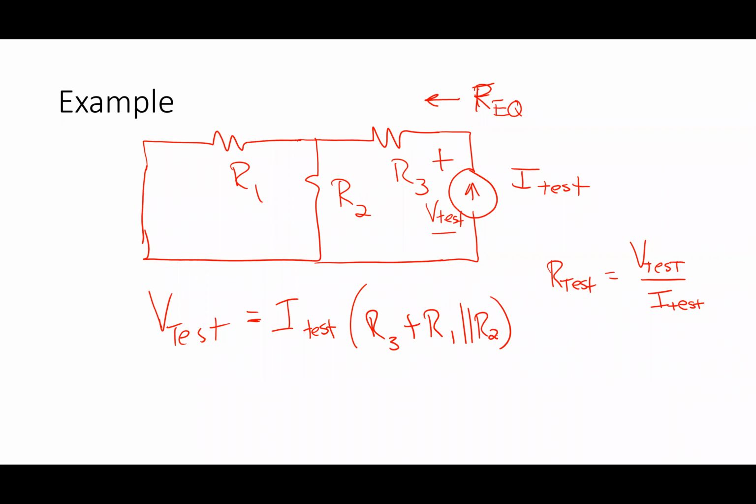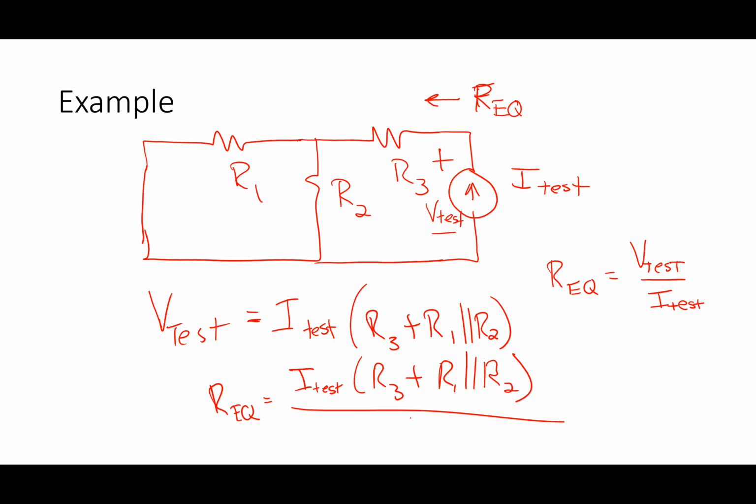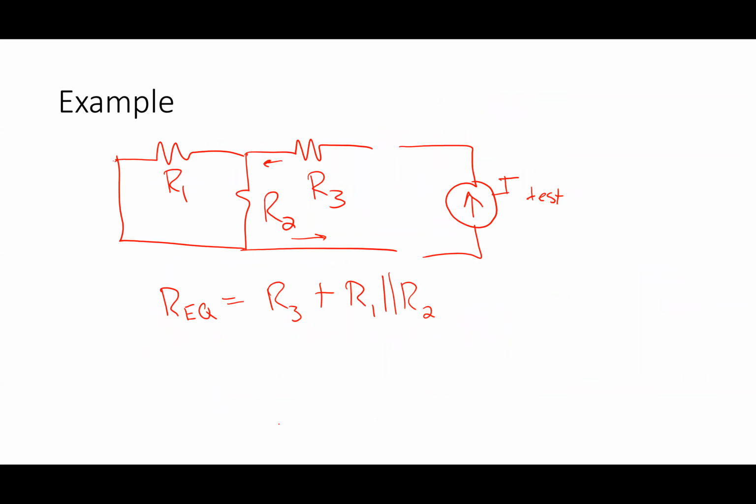All right. When you look at it like this with that current source connected there, it's pretty obvious, right? And then if I want to figure out what REQ is, I shouldn't call that R test. My equivalent resistance is REQ, right? I say REQ is equal to V test, which is I test times R3 plus R1 in parallel with R2, all divided by I test. And so look, I got the same thing that I got by just looking at that circuit by inspection.